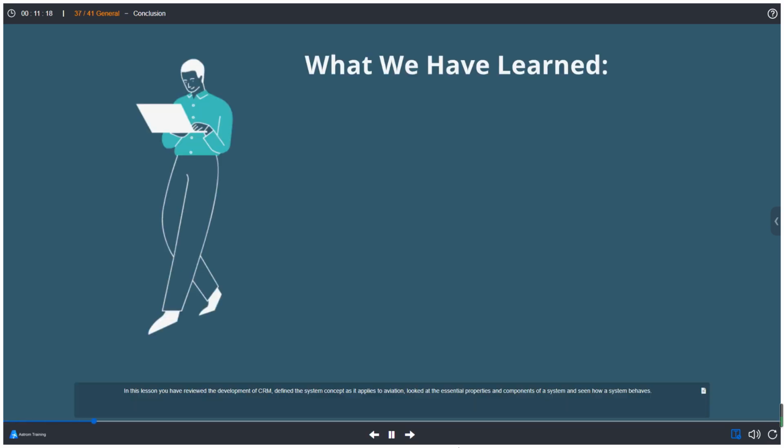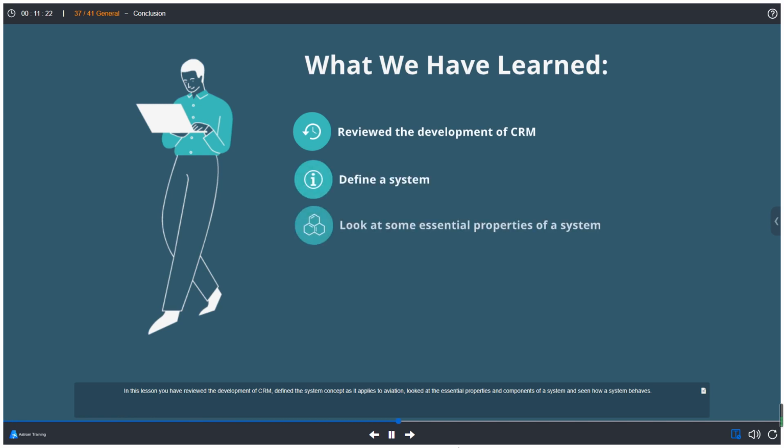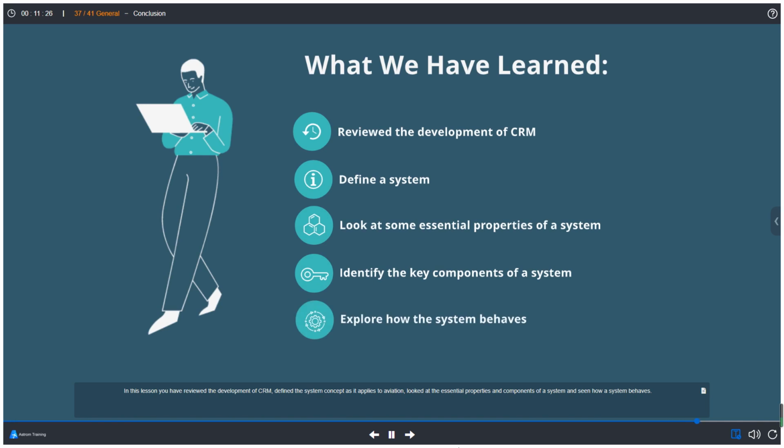In this lesson you have reviewed the development of CRM, defined the system concept as it applies to aviation, looked at the essential properties and components of a system and seen how a system behaves.